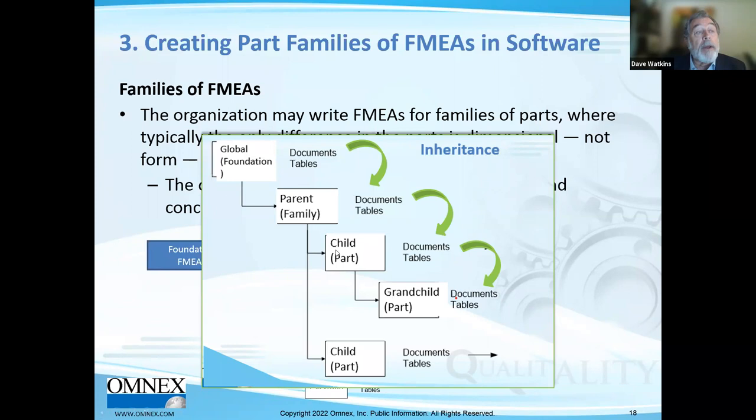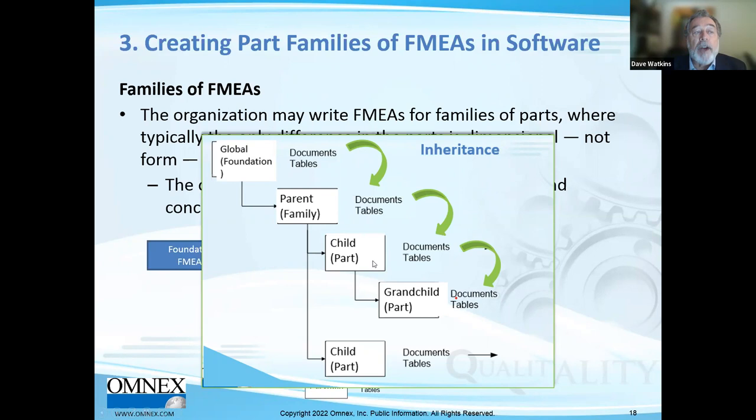Typically a subfamily, and even from a subfamily, you can have an individual part which may have some unique feature, characteristic, or operation that's required, or inspection or test that's required. It inherits everything from the parents, and then you can modify it at this sublevel: child, grandchild, whatever you want. The thing is that the cascading downward, the inheritance, is automatic.